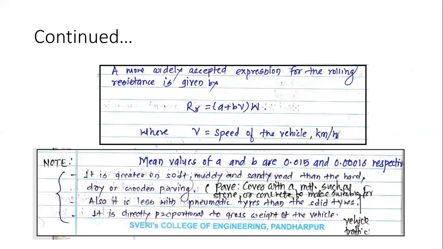So these relations are simple. You need to remember. Where V is equal to speed of the vehicle in kilometers per hour, and the mean values for A is 0.015 and for B is 0.0016. So these are the values that can be put to get the total road resistance. This also we have discussed during the last lecture.